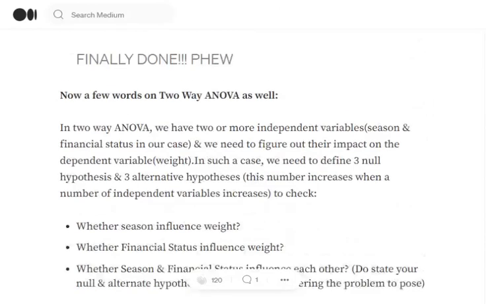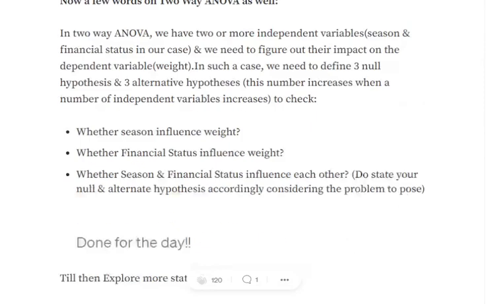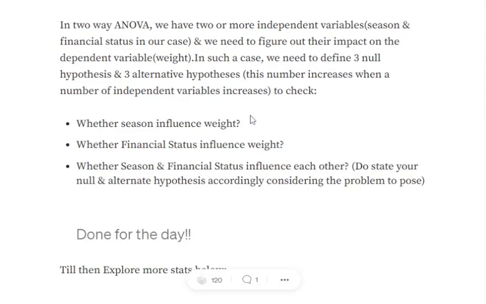Now this was all about one-way ANOVA. Talking briefly about two-way ANOVA also. In this case, where we have two or more independent variables, we would be having multiple null hypotheses coming in. So see this. When we have season and financial state, we wish to check whether season and financial status of a person affect the weight. So we would be having three conditions coming in. Whether season influences weight, whether financial status influences weight, these two can be solved using hypothesis testing. The third one being whether season and financial state influence each other. So the null and alternate hypotheses will be set up for all these three problems, and eventually they would be solved to get to a solution for two-way ANOVA.